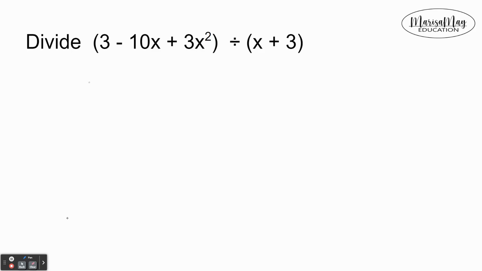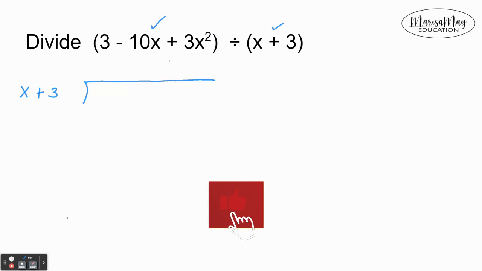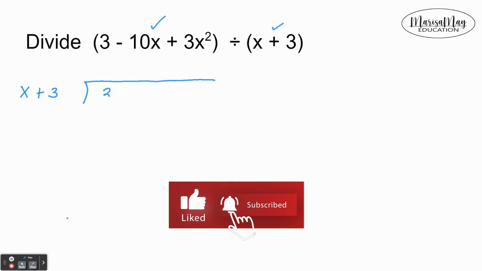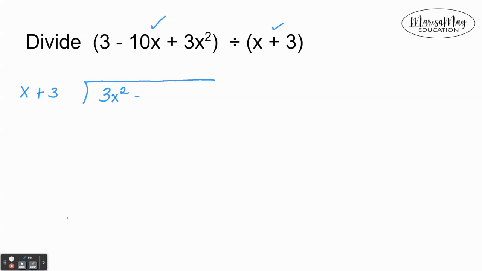polynomial here. So if you remember back from just numerical division, we had this house symbol, and we put this term on the outside of that house. And we put this term on the inside of the house, but you want to write it so that the exponents decrease. So we're going to write the 3x to the second first, then the minus 10x, and then the plus 3. So now let's ask ourselves, what times x would give me 3x to the second?